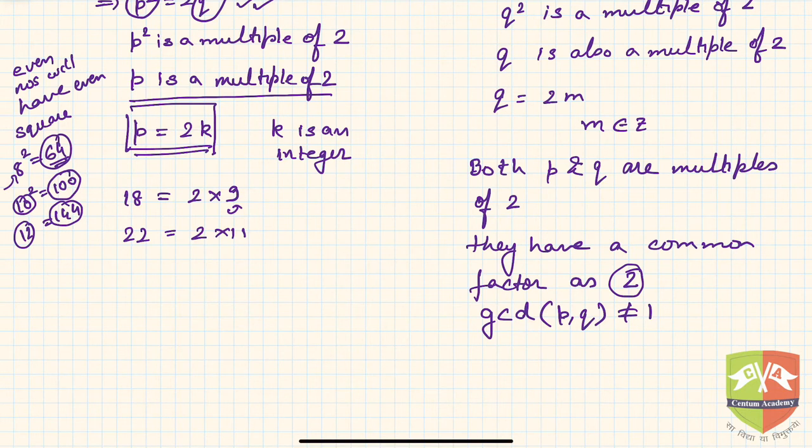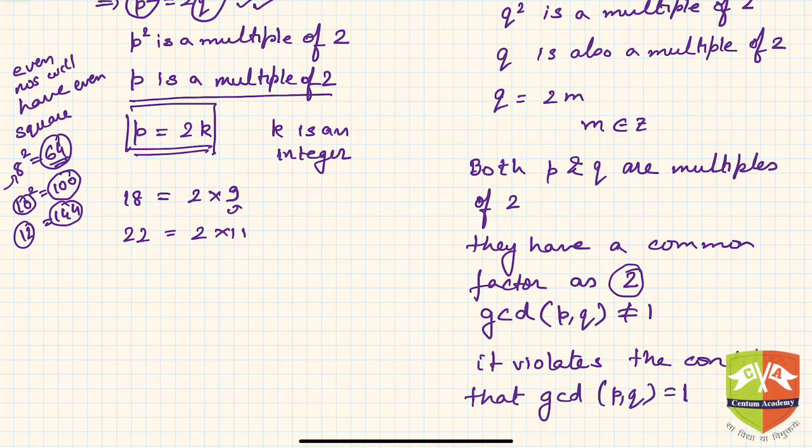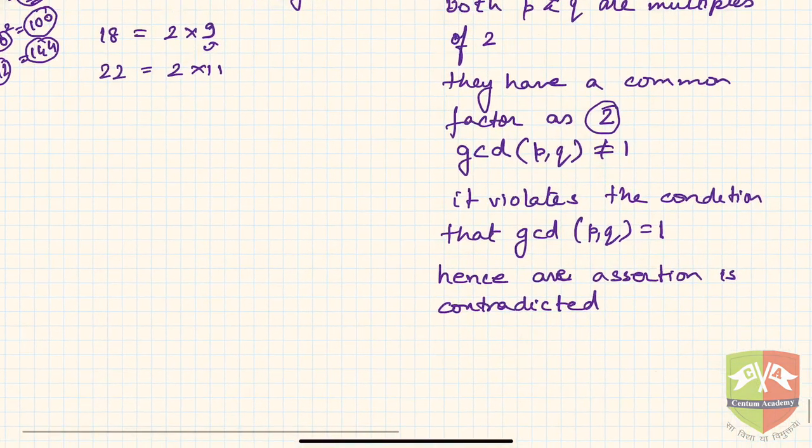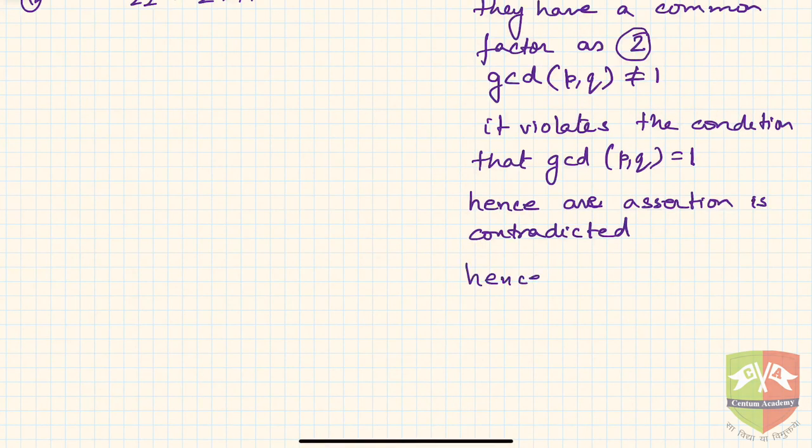There is another greater factor 2, which is common to both. Hence it violates the condition that GCD of p and q is 1. And because of this, one of the conditions for rationality is lost. Hence, and this is coming, why? Because our assertion was wrong. Our assertion is contradicted, right? It is proven wrong. Hence, we declare, hence, root 2 is not a rational number.